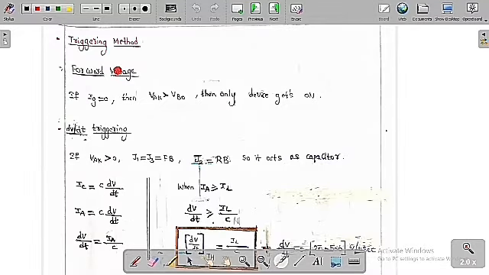So now we will discuss the different triggering methods to turn on the SCR. The first method is the forward voltage. If Ig is equal to 0 and the anode to cathode voltage is greater than the breakover voltage, then only the device gets on. During the forward voltage, I am going to assume the gate current is equal to 0. Then if the anode to cathode voltage applied is greater than the reverse breakdown voltage of junction J2, then definitely we can say that the device is turned on. This is how we turn on the SCR by using the forward voltage.